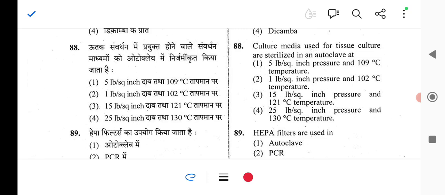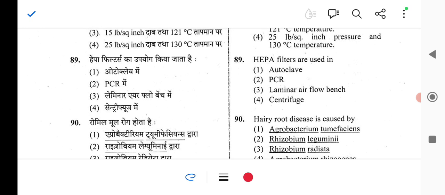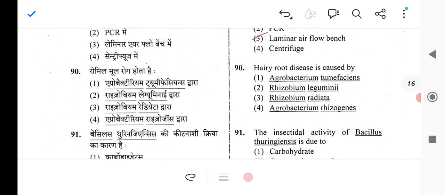Next is culture media is autoclaved at what conditions? 15 lb per square inch pressure and 121 degree centigrade temperature. Next is HEPA filters are used in laminar airflow. Next is hairy root disease is caused by Agrobacterium rhizogenes.